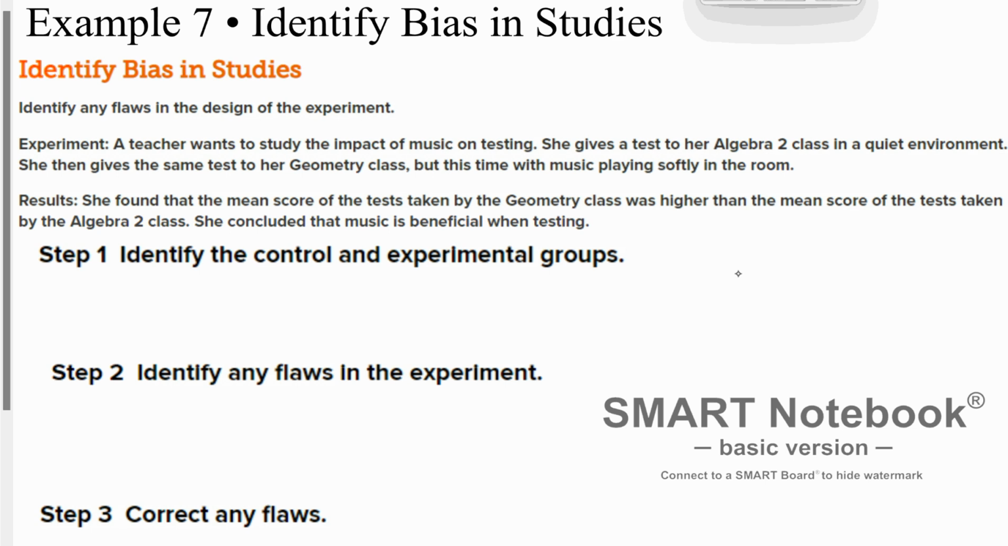Okay, looking at example number 7, identifying the bias in studies. So here we have a study. We want to identify any flaws in the design of the experiment.